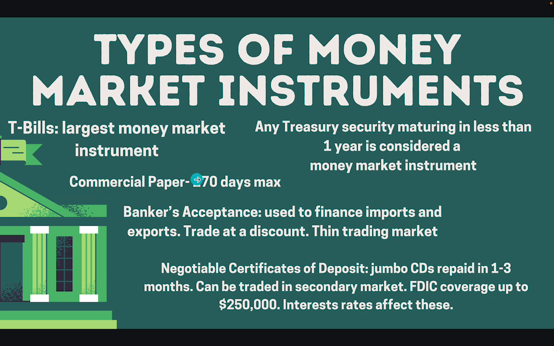Commercial paper is the short one, and we've talked about that before. Those are 270 days max. Usually they're around 30 days. Any treasury security maturing in less than 1 year is considered to be a money market instrument because it falls under that definition of less than 1 year. Makes sense. Cool, not going to overthink it.